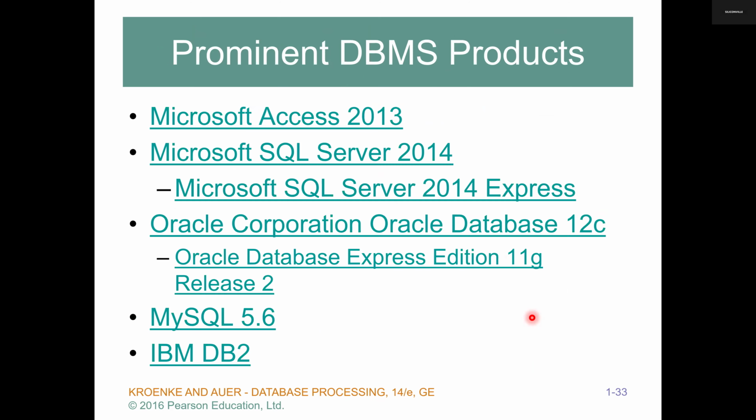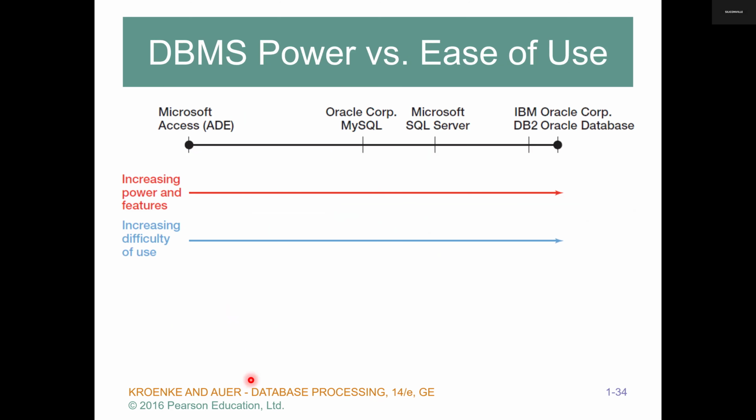So these are the prominent database management systems we have. We have MS Access 2013, Microsoft SQL Server, Oracle Corporation's MySQL, and then the IBM DB2. All these are different database systems. And then this is a comparison in terms of their power and ease of use.